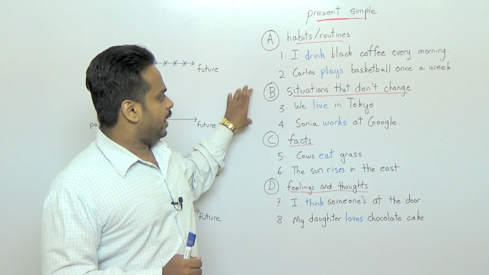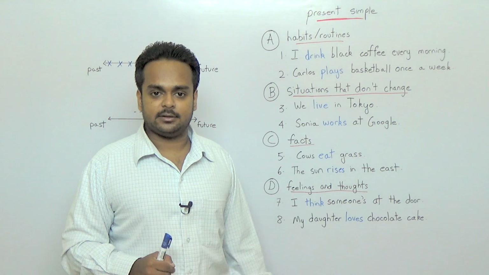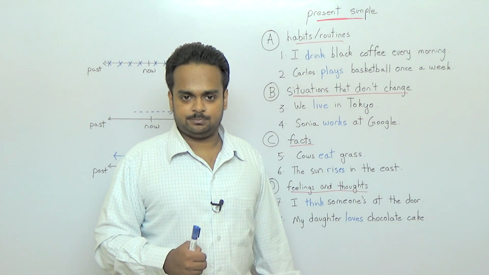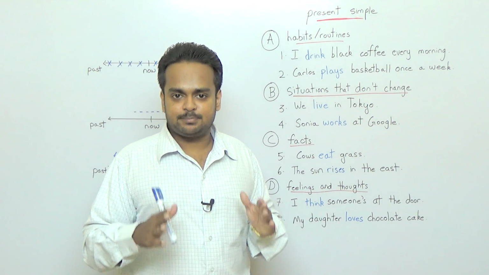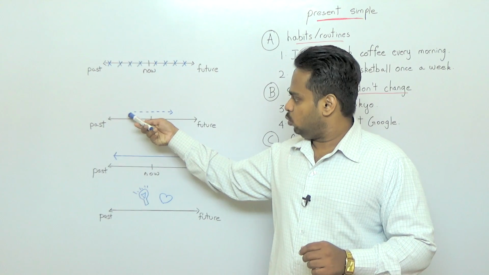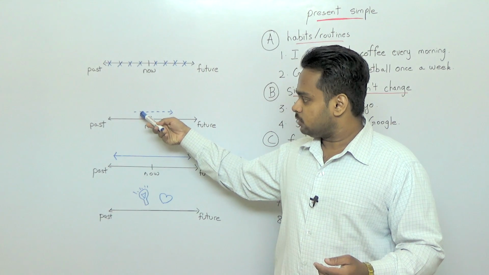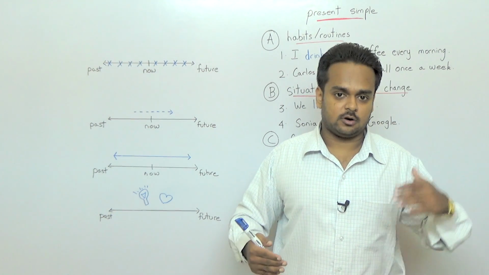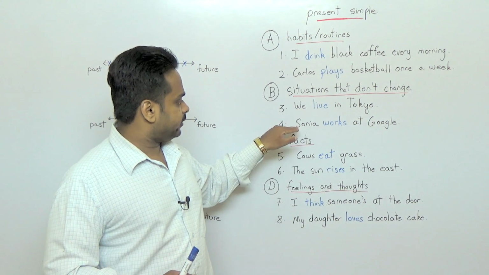All right. Now, the second way that we use the present simple tense is to talk about situations that don't change. That is, permanent situations. For example, we live in Tokyo. Now, of course, this might change sometime in the future, but I don't expect the situation to change. So it's kind of like this. We live in Tokyo. Maybe it started sometime in the past, but I don't think it will change in the future. I think we will continue to live in Tokyo for 10 years or 20 years or any time in the future.